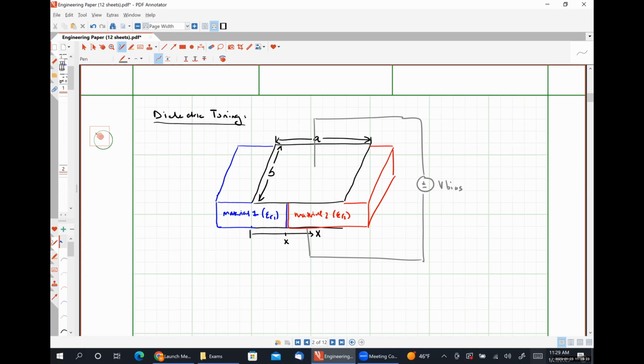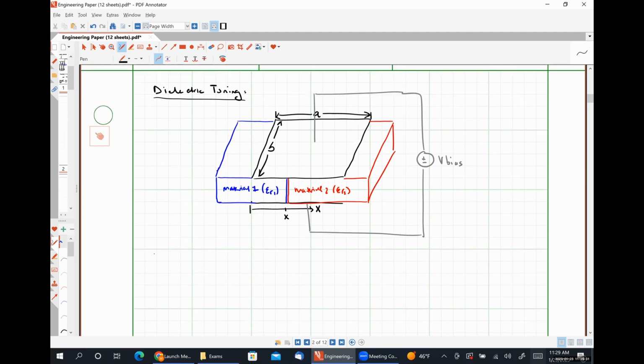Okay, so in order for this to happen, there needs to be two criteria that are met. The first criterion is that your dielectric materials are immiscible. Let me make sure I'm spelling this right. I-M-M-I-S-C-I-B-L-E.